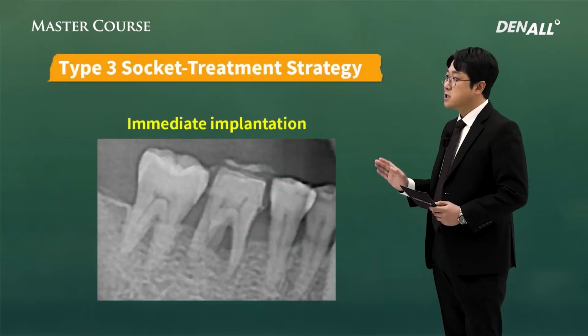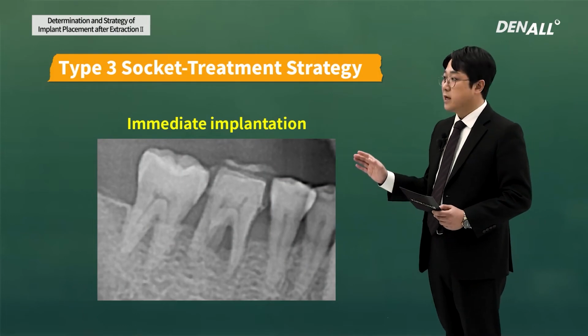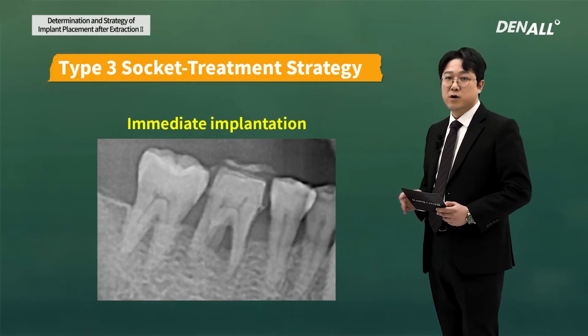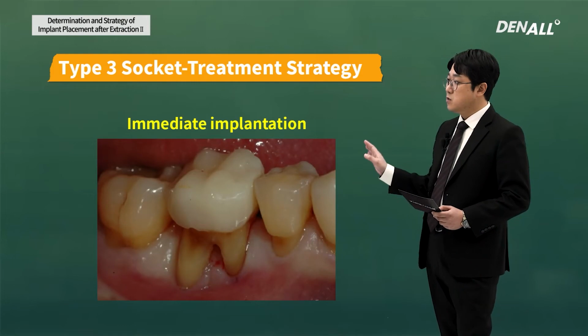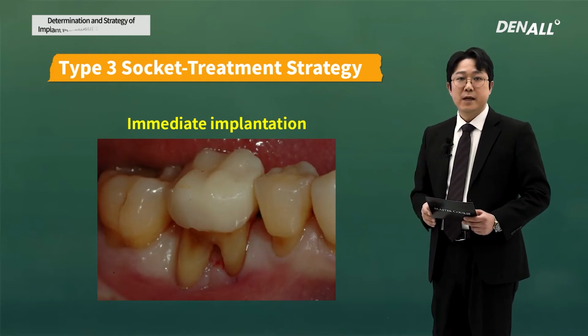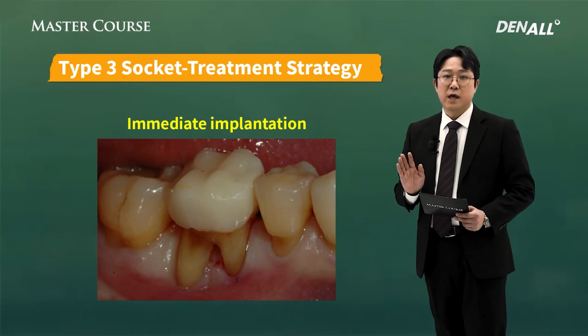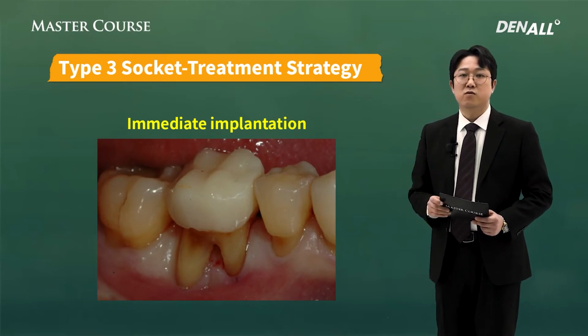First, let's look at immediate implantation. On the image in number 46, there is furcation involvement. If you look at patient mouth, soft tissue resorption has occurred, and because of tooth mobility, extraction and implant treatment was planned.